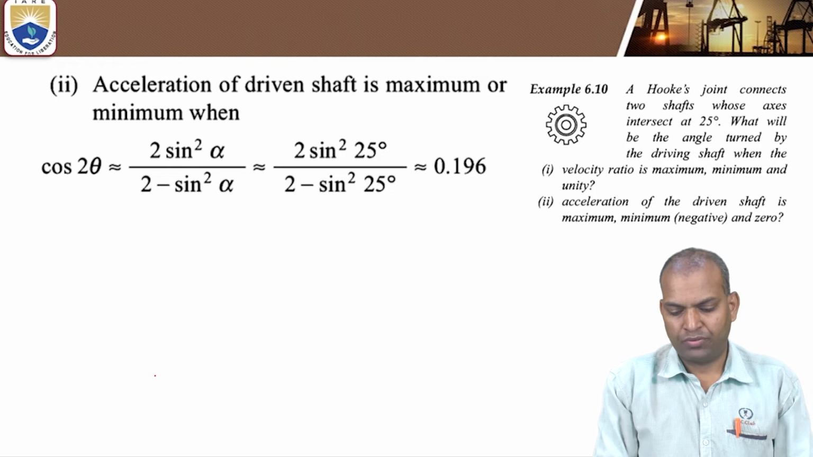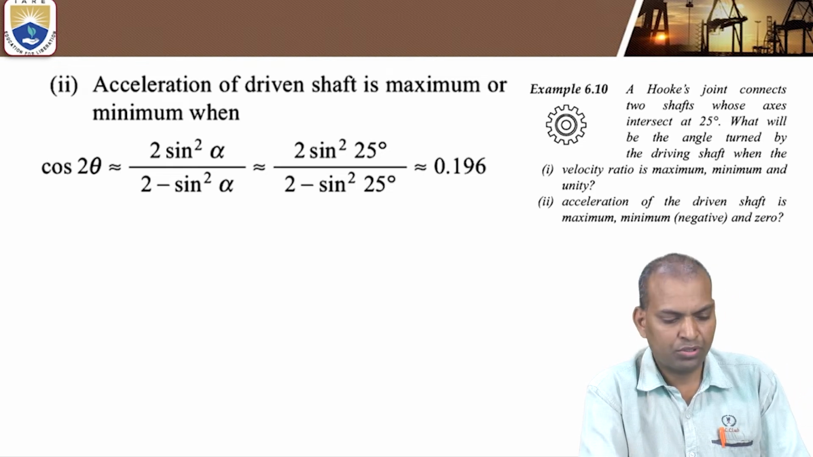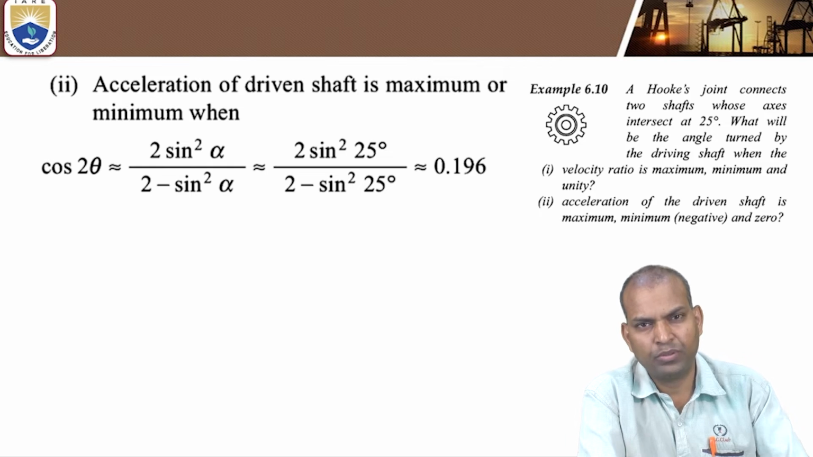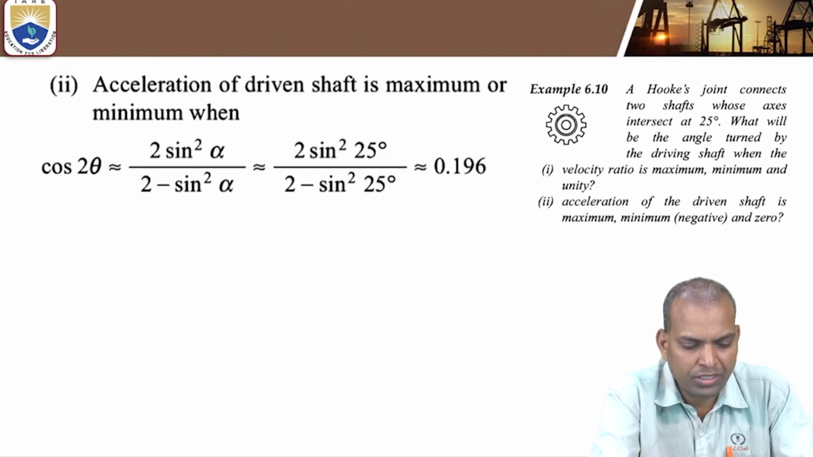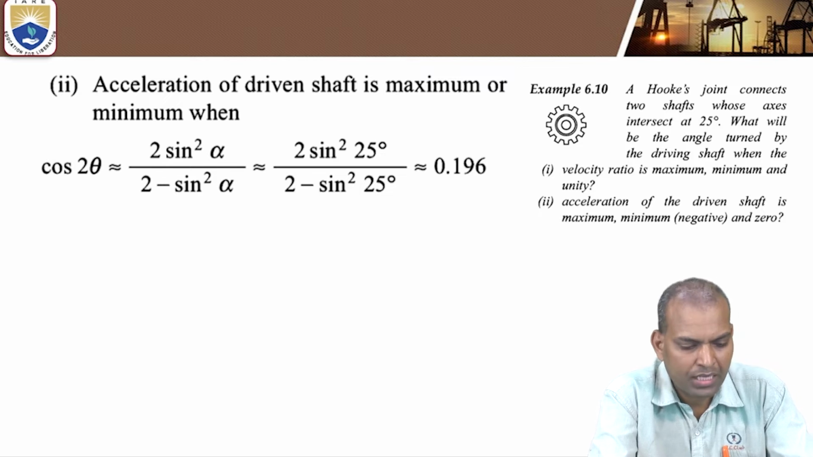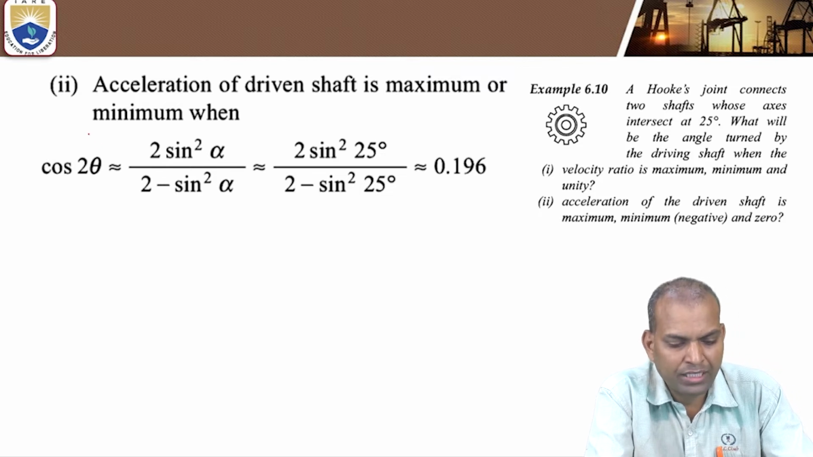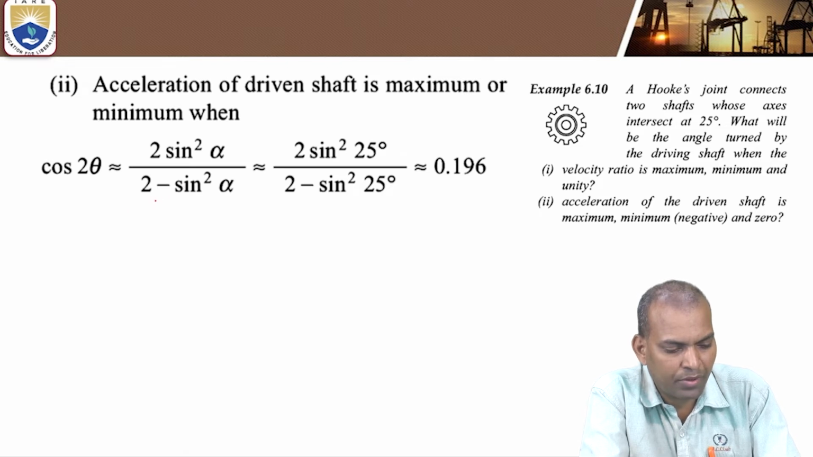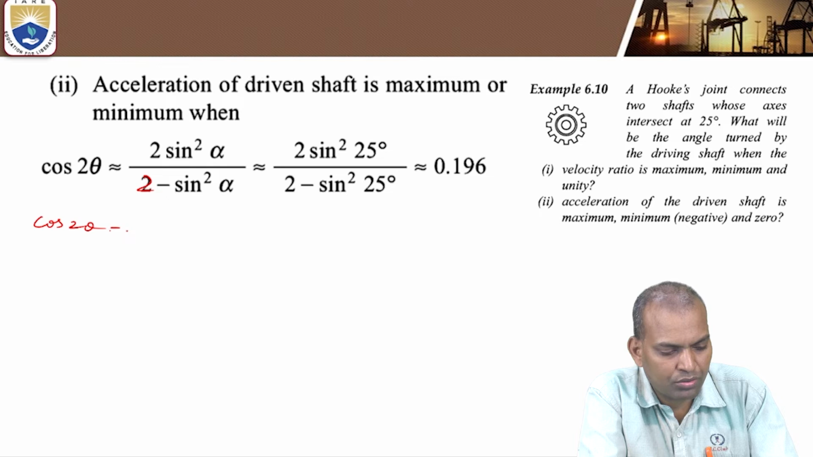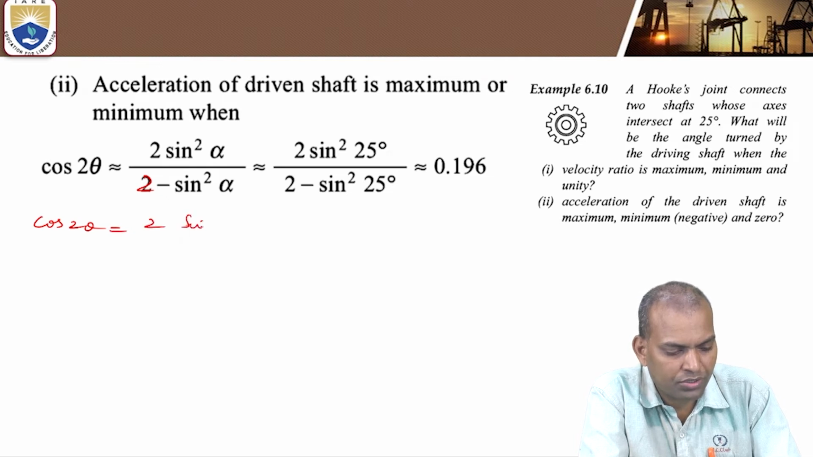Now, second objective. Acceleration of the driven shaft is maximum or minimum and 0. So far we covered the portion of velocity, angular velocity ratios. Now it comes under acceleration. The acceleration of the driven shaft is maximum or minimum when cos 2 theta equal to 2 sin square alpha by 2 minus sin square alpha.